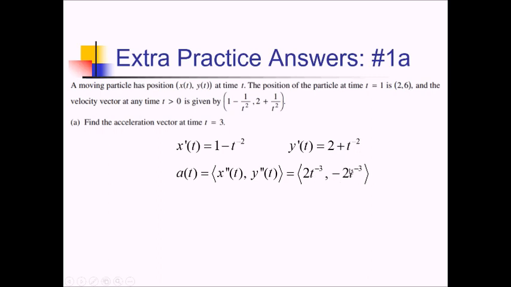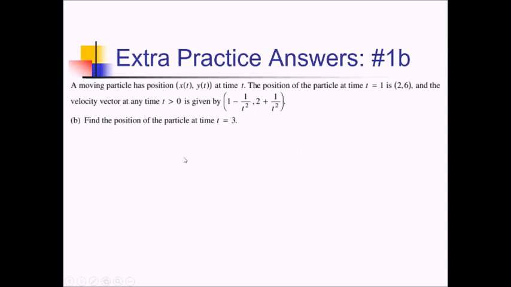Now I have to actually plug 3 into each of these. Plugging 3 into the first one, that's going to be 2 over 3 to the third, so 2 over 27, if I wanted to put it into something that resembles an actual number. And this next one is just going to be negative 2 over 27. So there's my acceleration vector.